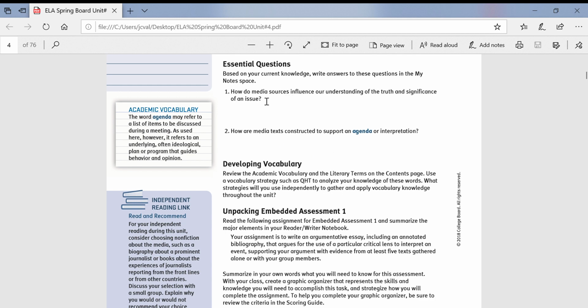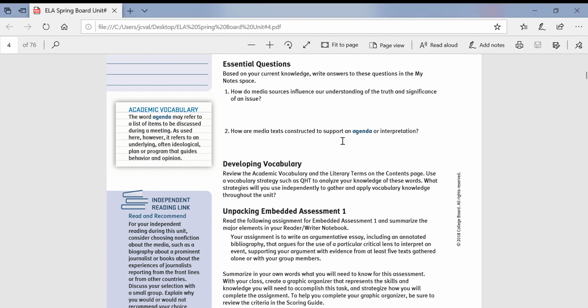So let's look at number 1. How do the media sources influence our understanding of the truth and significance of an issue? Last week I had you write down how or why people might be biased. So we're going to apply that to the actual media. How do media sources influence our understanding of the truth? You could say the media might emphasize issues when... whatever you think it is. There's a million different ways we can answer that question, so don't feel like you have to use my sentence starter.